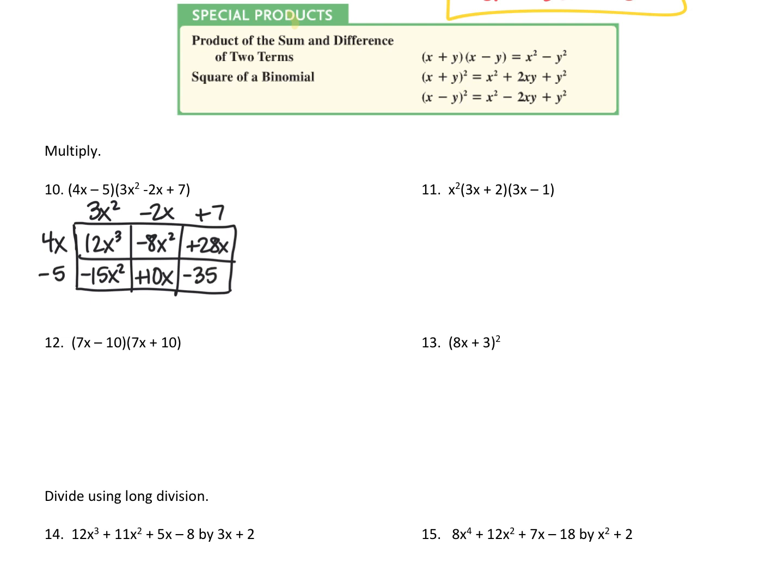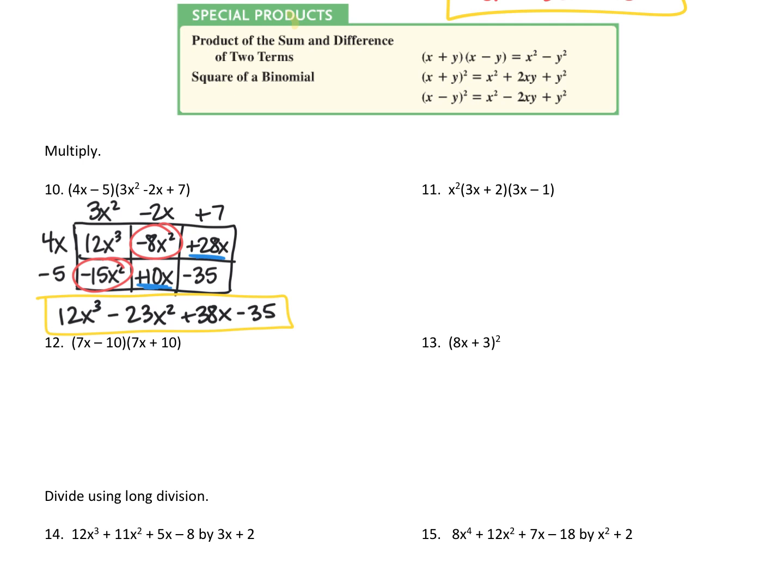Okay, now we need to combine like terms. 12x to the third doesn't have any friends, but these guys do. So those would be like terms, and then the x's. So let's go ahead and combine like terms. Can you do that for me? And then write the final answer. All right, you should get 12x to the third minus 23x squared plus 38x minus 35.